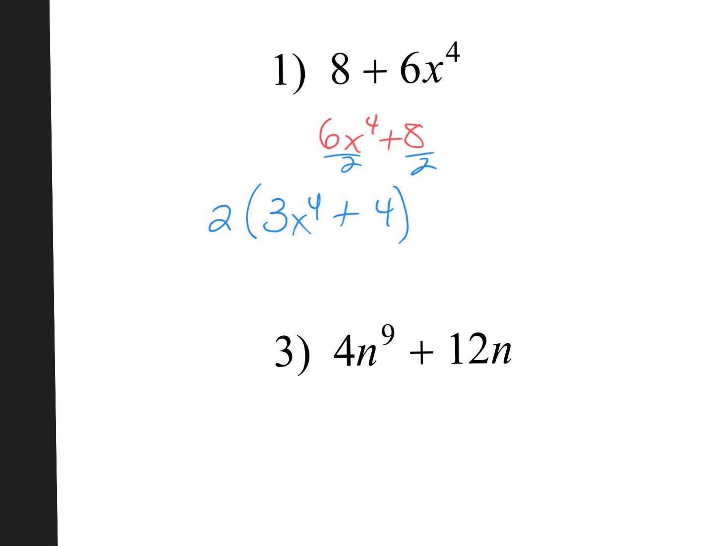Can I do anything else? Can I break this down anymore? I'm not solving, there's no equal sign, so you don't have to set equal to 0 or anything like that, but this is the factored form because we took out the common factor that they had between the two. Does that make sense, everybody?